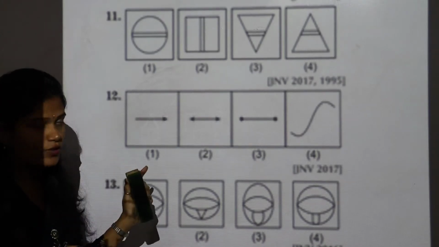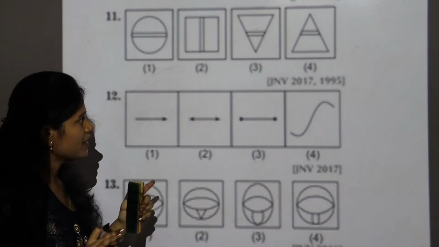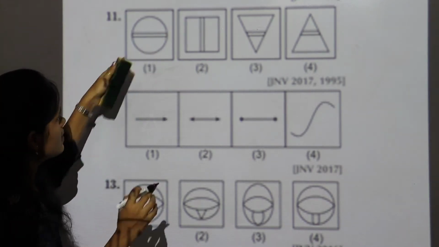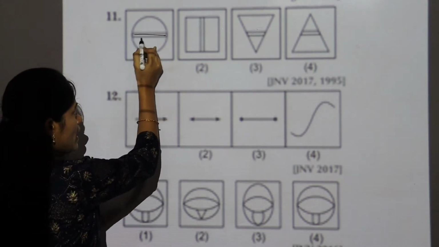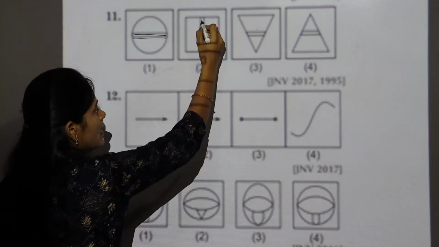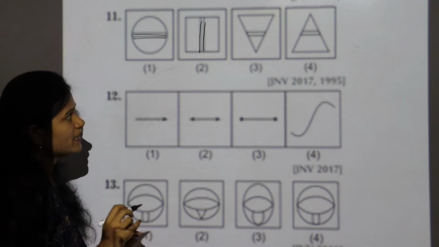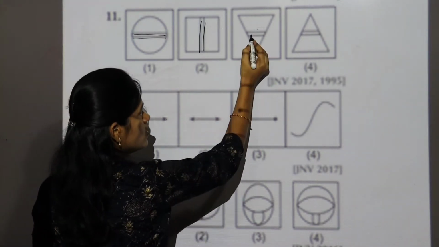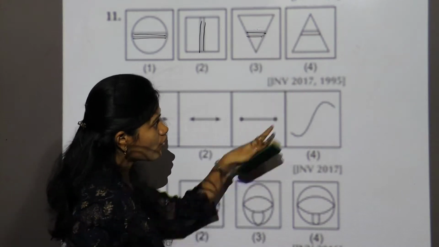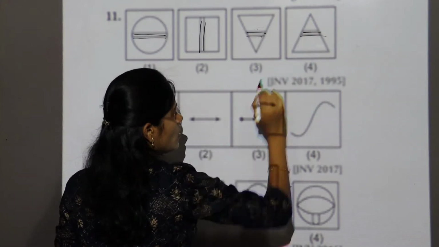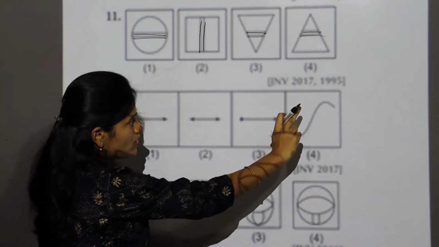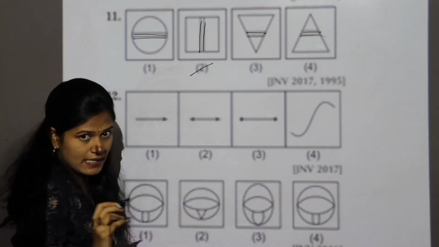Let's take 11th question. Here you need to identify 3 should be similar, 1 is different. See here the middle lines. In the first box, 2 parallel lines which are in horizontal. In the second box, 2 parallel lines which are in vertical. In the third box, 2 parallel lines are in horizontal. In the fourth box, 2 parallel lines are in horizontal. Except the second, the remaining are in horizontal. So our different figure is the second one.